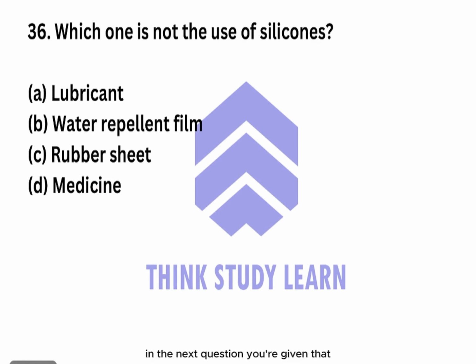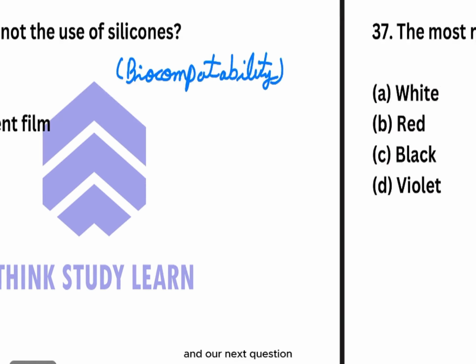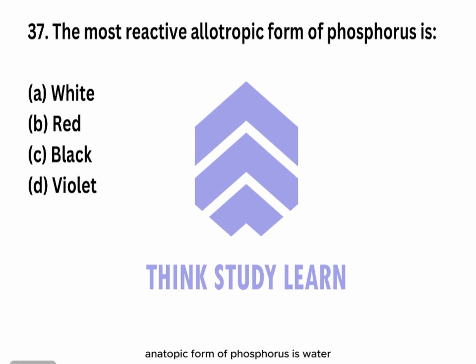In the next question, we are given that which one is not the use of silicones? Due to their biocompatibility, they cannot be used in medicines. In our next question, we are given that the most reactive allotropic form of phosphorus is what? It would be white phosphorus because of tetrahedral structure.